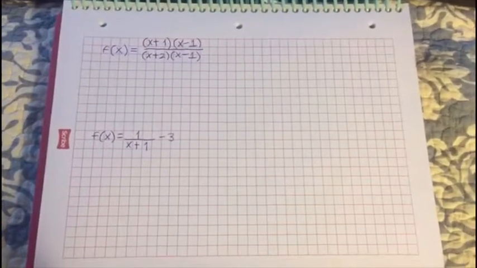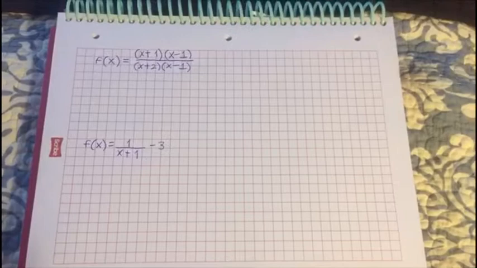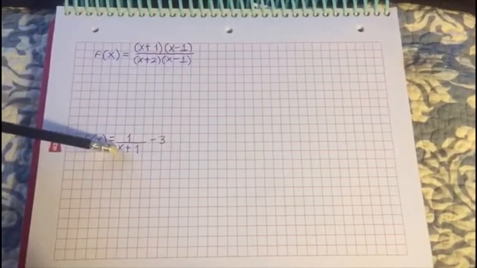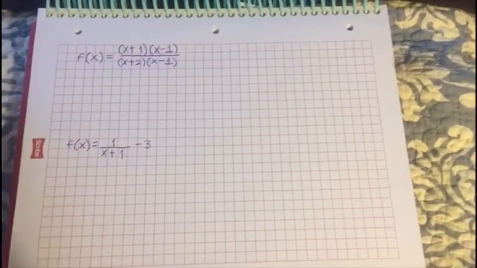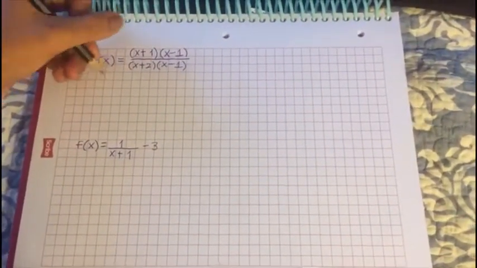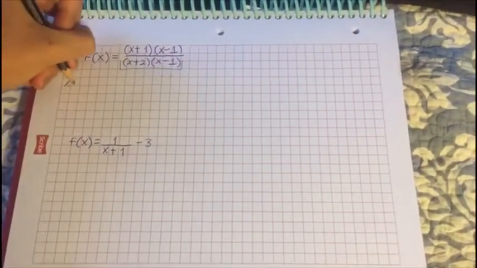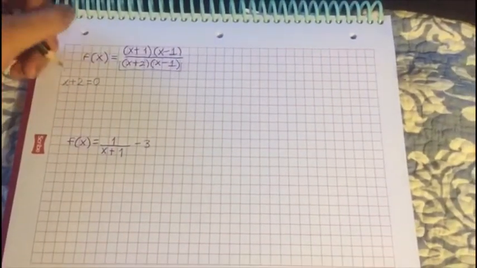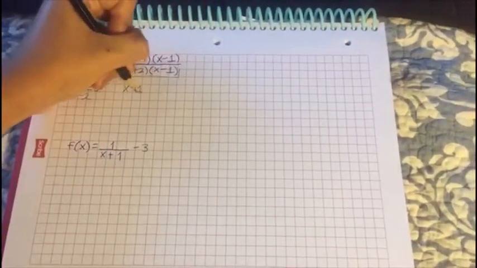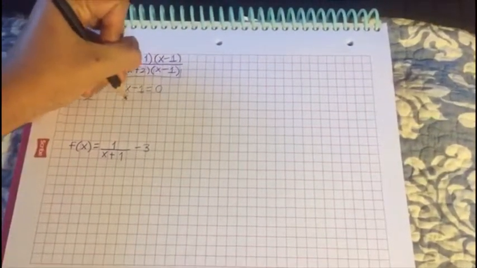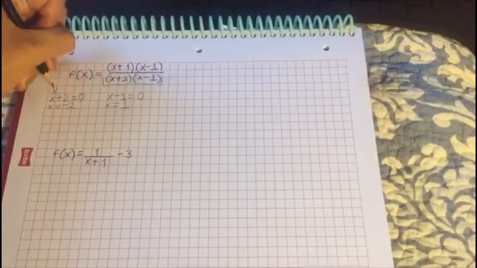Okay, so now I'm going to show you how to get the vertical asymptote and the horizontal asymptote. We have two examples, this one and this one. We're going to start with this one. First you need to analyze this function. In order to find the vertical asymptote, you need to take the bottom part. So we start: x plus 2 equals 0, x equals minus 2. The other one, x minus 1 equals 0, x equals 1. So these are my two vertical asymptotes.